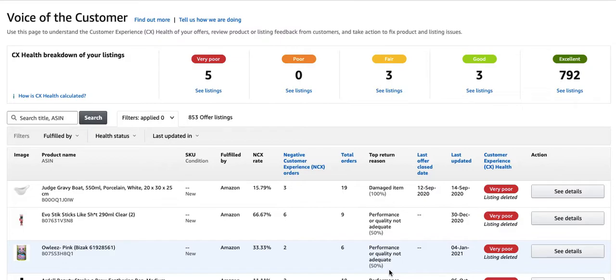As you can see quite clearly, for voice of the customer, on the right there you've got 792 excellent, and on the left, at the other extreme, we've got 5 which are very, very poor. Quite simply, as my good friend Thomas says quite a lot, 792 excellent, absolutely nothing you have to worry about there. Obviously the aim is to have all of the listings as excellent, and luckily for me the majority are.